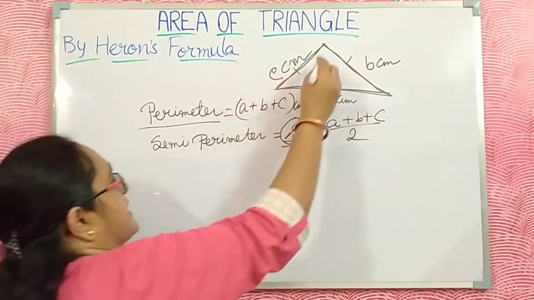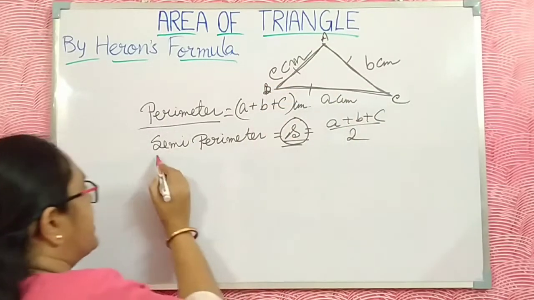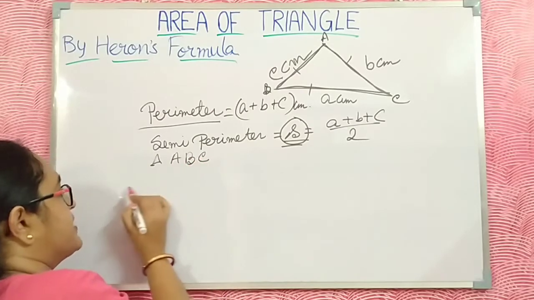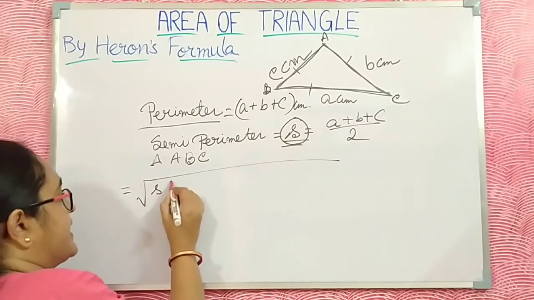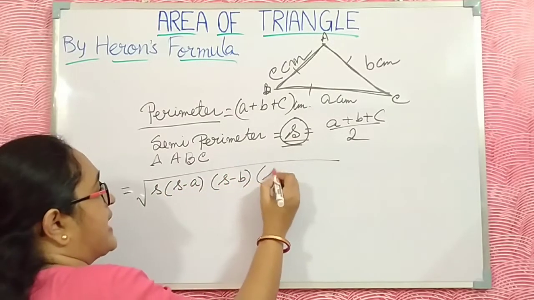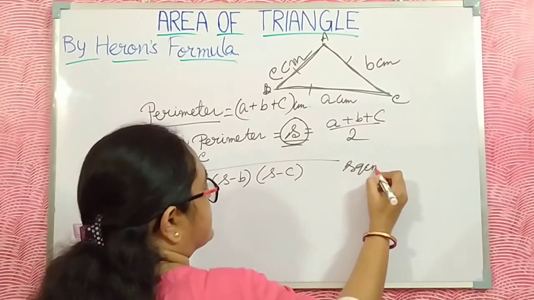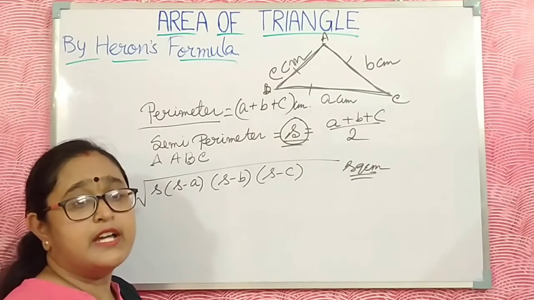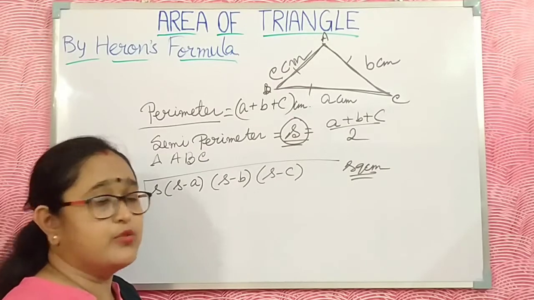Now the area of the triangle, I write the name of the triangle as ABC. Then the area of triangle ABC, by using Heron's formula, is the square root of s into s minus a into s minus b into s minus c, square unit. Here I take centimeter, so square centimeter. You must write square unit. Area is always in square units.